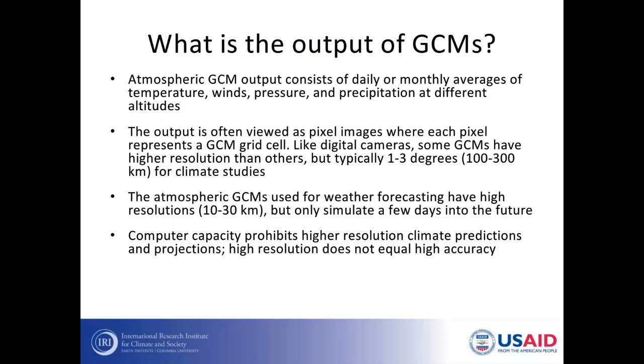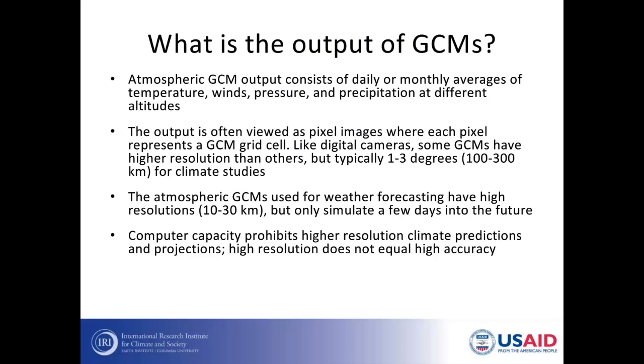Altitudes in the atmosphere. The output is often viewed as pixel images, where each pixel represents a GCM grid cell. So like a digital camera, some GCMs have higher resolution than others, but typically 1 to 3 degrees. That's 100 to 300 kilometers for climate studies.